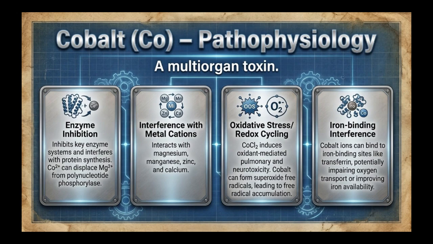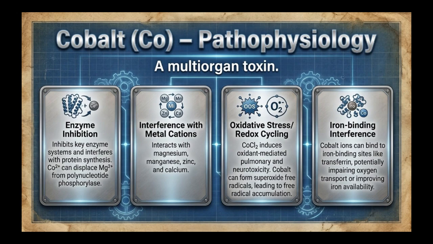Cobalt is a toxin that affects multiple organs. Its toxicity arises from several mechanisms. One mechanism involves enzyme inhibition, where divalent cobalt ions interfere with enzyme systems and disrupt the initiation of protein synthesis. For example, cobalt ions can displace magnesium ions from the cofactor site of an enzyme called polynucleotide phosphorylase, which is essential for RNA synthesis.